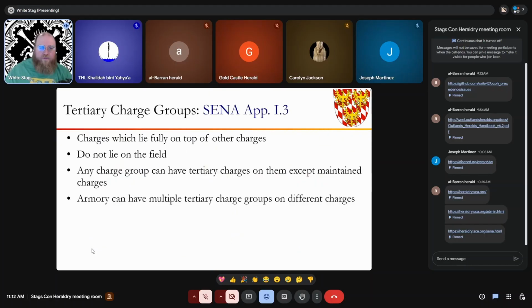So tertiary charge groups, these are pretty easy. They are charges on top of other charges. They don't lie on the field. Definitionally, the tertiary charge group cannot lie on the field. Any charge group can have tertiary charge groups on it, unless they're maintained charges. We'll talk about held charges later. And you can have multiple types of tertiary charge groups on different charges.